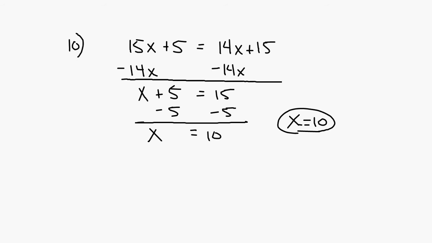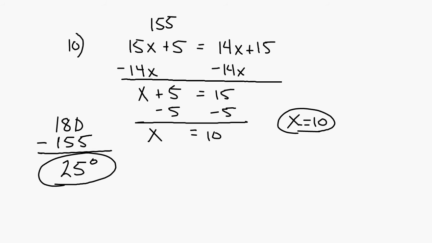If this is J and M, let's see, this angle right here would be 15 times 10 plus 5, 155. This angle plus the other base angle has to equal 180. So if you take 180 and subtract 155, what are you left with? 25 degrees. All right, so in that case, the measure of angle K is 25 degrees.